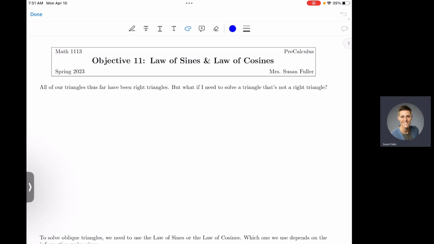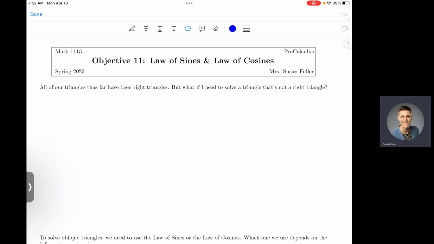All right. So today we're going to be talking about the law of sines and cosines. This is homework 11, and we'll be working through this this weekend, and homework 11 is due next week, Sunday, which is April 16th at midnight. Okay, so let's get into this.